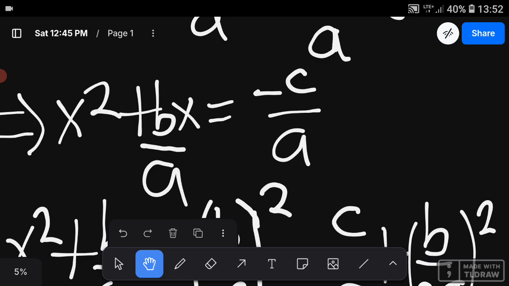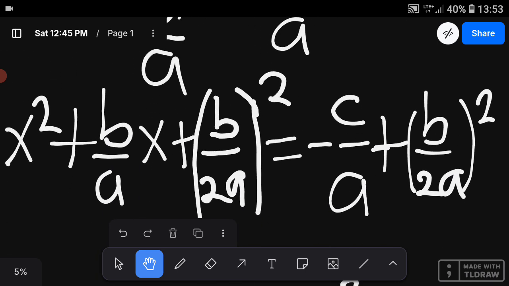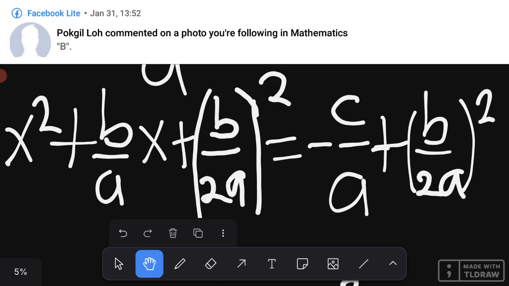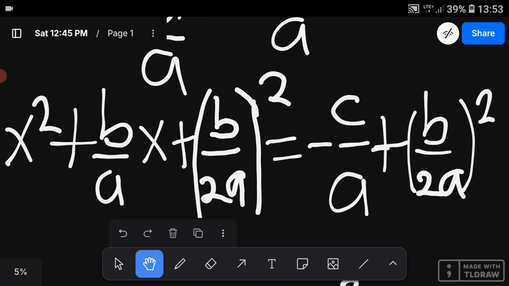If we multiply the coefficient of x by a half, that's the fraction 1 on 2, and then square it and add it to both sides of this equation, this will give us x squared plus b on a x, where b on a is the coefficient of x. So taking half of that, we have b on 2a, sorry, and squaring it and adding it to both sides of the equation. So this is exactly what we are saying. And when we do this, it looks like this.